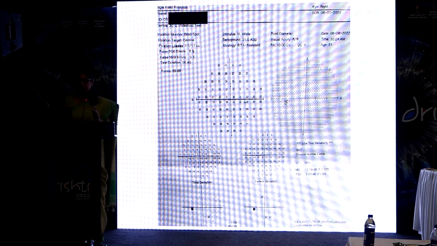So this was a young optometry student. She was so happy to get a field, and she came to me showing her field. I was surprised to look at the fixation loss, 17 by 17. So that's 100% fixation loss. And there was something amiss. You can see it was the right eye that was tested, but there's no blind spot there.